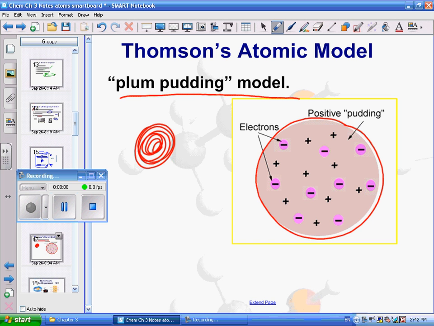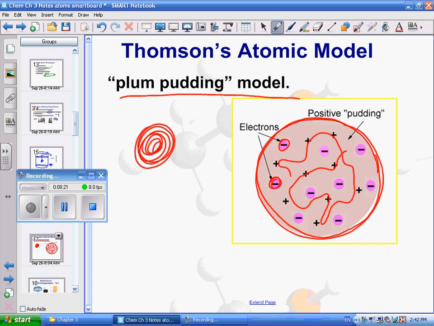So we have this plum pudding model here. What they thought is, again, this is a sphere, and it has this positive jelly-like substance, is what they kind of described it as, and these electrons are kind of like raisins stuck in the plum pudding, just essentially flying around doing their thing. So that's the plum pudding model. So we still have this solid, indivisible sphere.